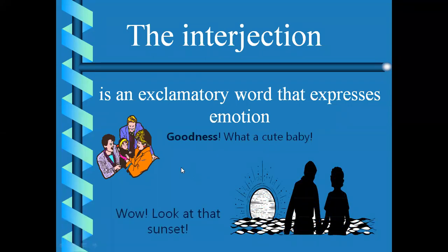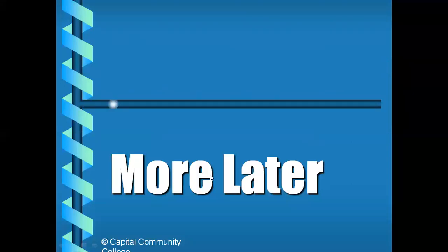Here, wow. Look at that sunset. The word wow is also an interjection. Interjections are words which we use to express strong feelings. They are words we use to express strong emotions. Like goodness, wow, hey, hooray. All of these words are interjections. Okay, more later. This is the end of our session today.